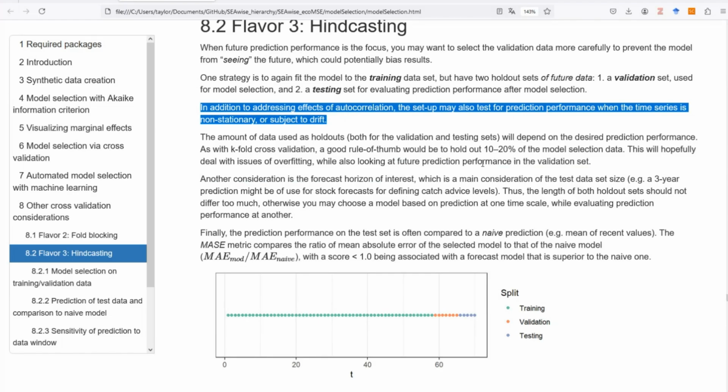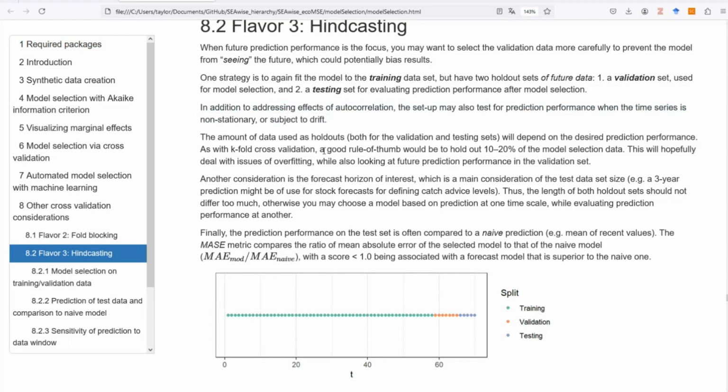There's a bit more detail here, but the main point I want to mention is that even if you're having this kind of setup, you could still use the general idea that you hold out between 10 and 20% for that validation step. And the amount that you hold out for the testing set at the end could possibly be related to the forecast horizon that you're interested in. If you're interested in forecasting 3 years into the future or 10 years, that might inform how much data you want to leave out in that case.